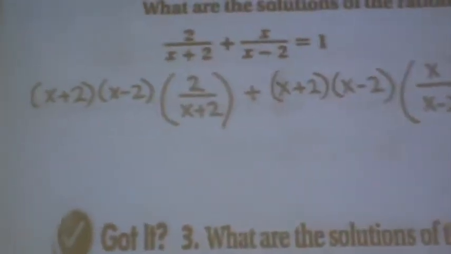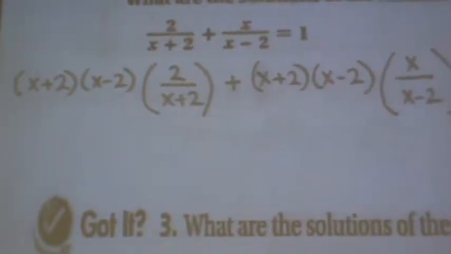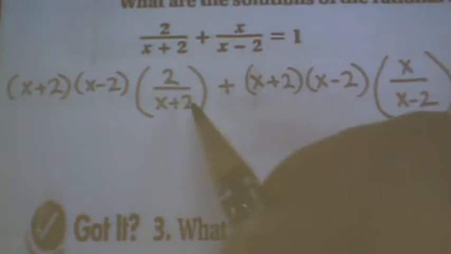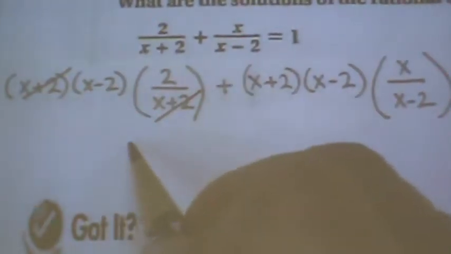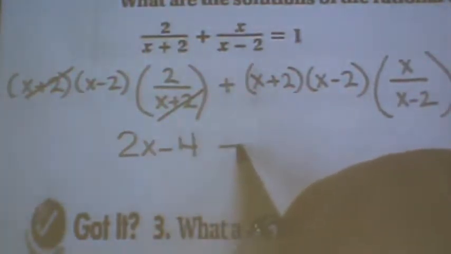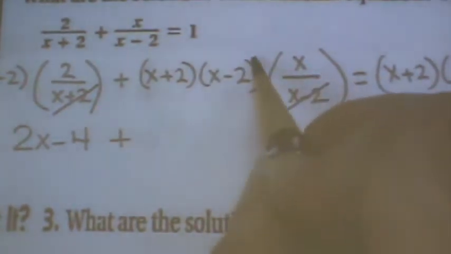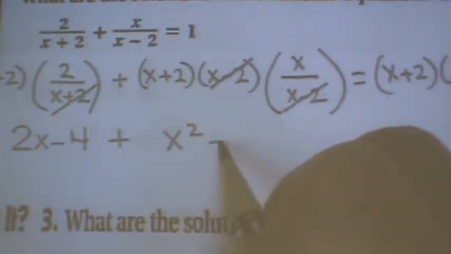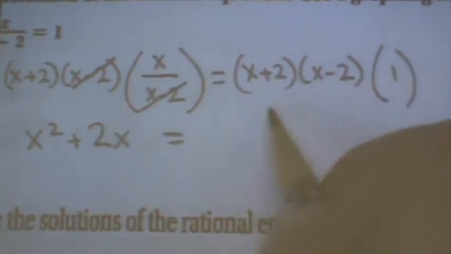Okay, what do I do now? You cancel. Cancel what? Those two, right? Where did those come from? 2x minus 4. Next, what do we do? Cancel. What do you get here? X squared plus 2x. Equals, what's this? X squared minus 4. X squared minus 4. Good.